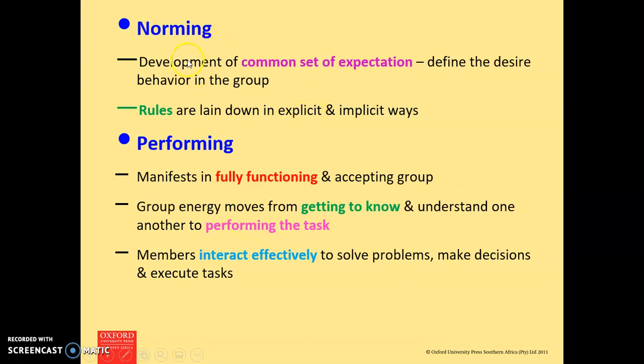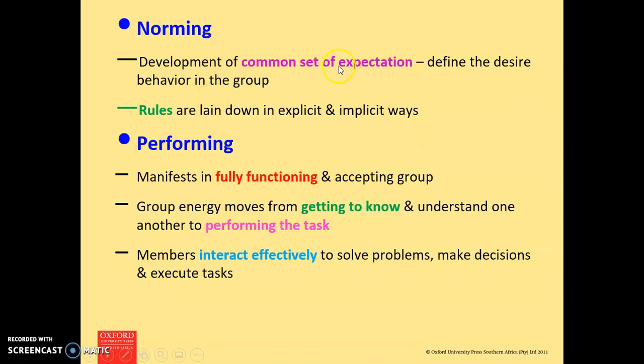Moving to the next stage is norming. In this norming stage, members are now acceptable to a common set of expectations. They know what is expected of them within the groups. They define the desired behavior in the groups, and rules also are laid down in explicit and implicit manner, so they know what behavior to expect in the groups.